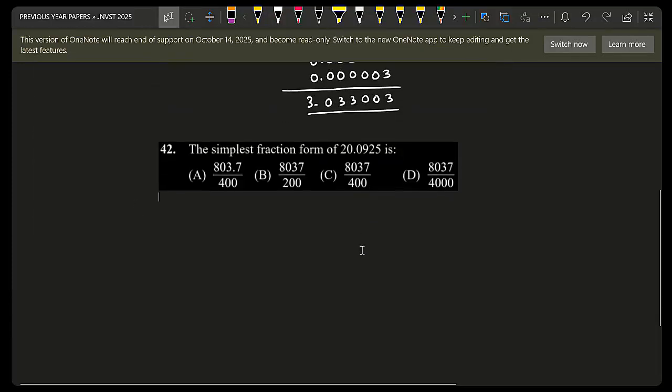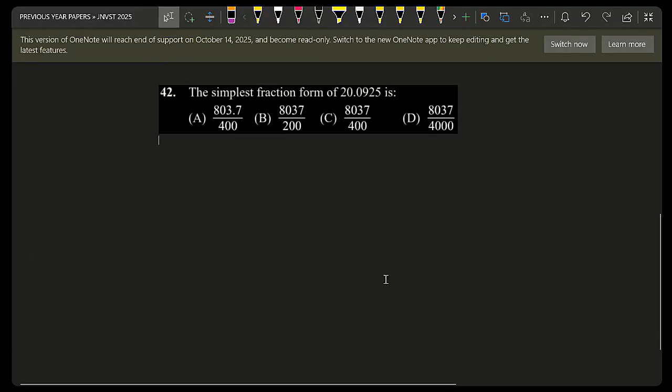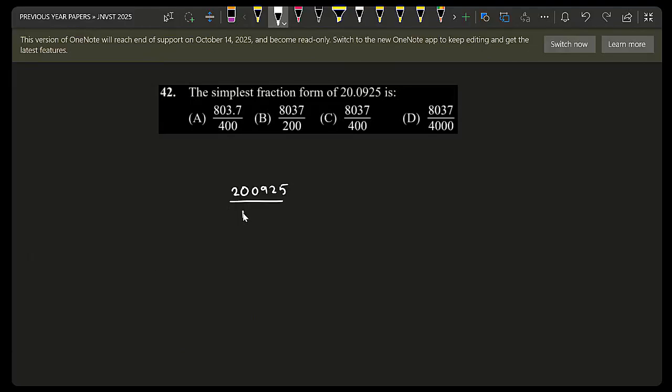Second question. Simplest fraction form of this number. We need to convert this into fractional form and then into the simplest fraction. Converting into the simplest fraction means cancelling and making the numerator and denominator co-primes. So let's remove the decimal: 20.0925. Removing the decimal, we get 1 followed by 4 zeros. The last digit is 5, the other last digit is 0. Both are divisible by 5.